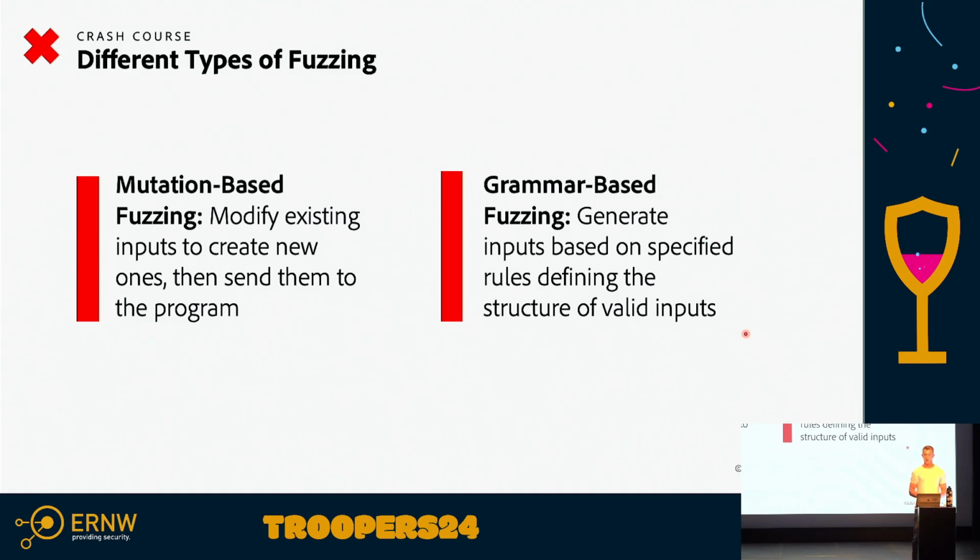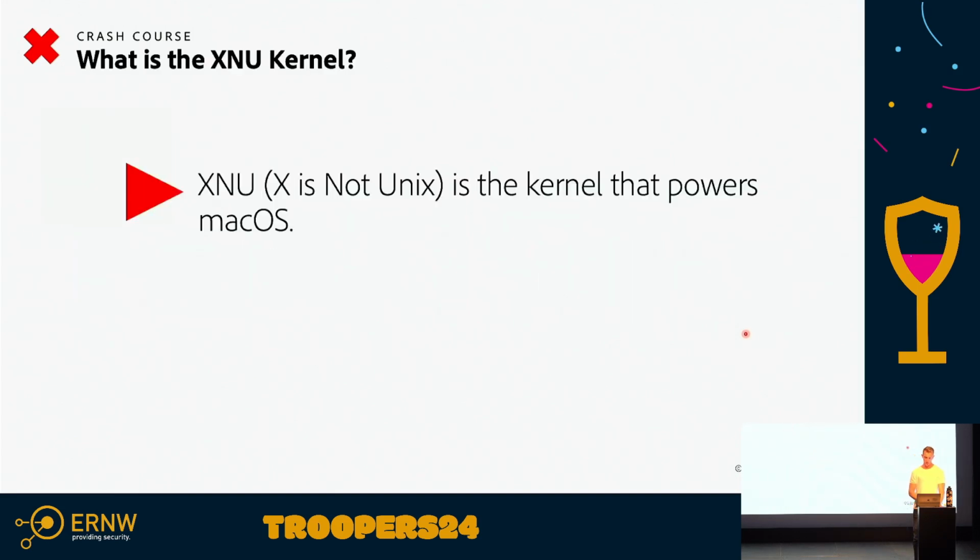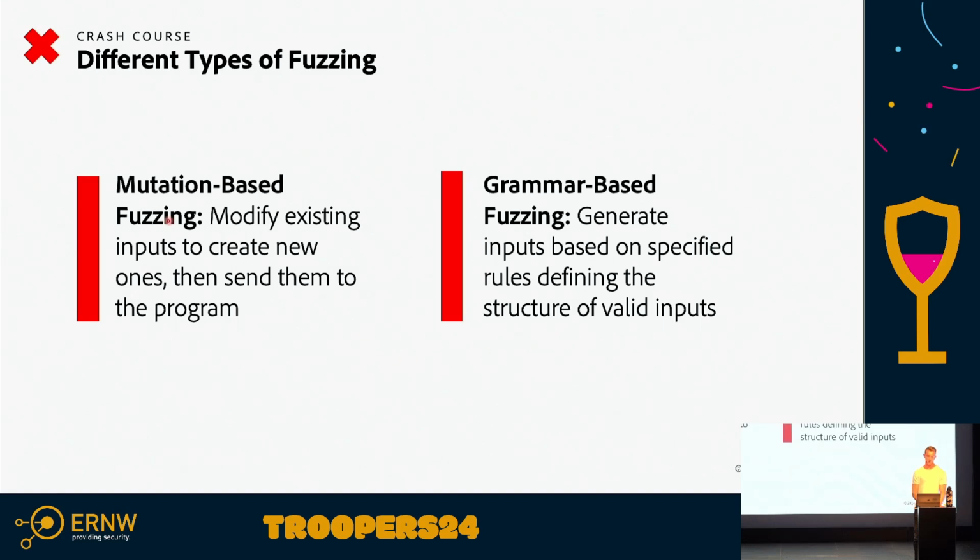Another type is grammar-based fuzzing. This is where we generate inputs based on a specified rule or syntax that defines a structure of valid inputs. So for example, if you're trying to fuzz a web browser, you might write a grammar to produce valid JavaScript and then create a bunch of interesting mutations on valid JavaScript syntax. Today, though, we're going to be focused on the former, mutation-based fuzzing, in the research I'm going to talk to you about.